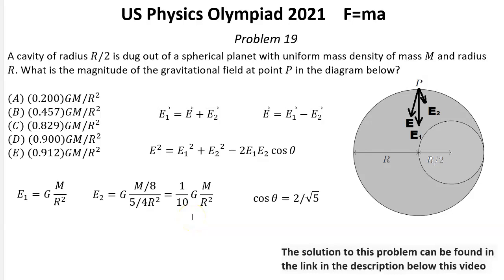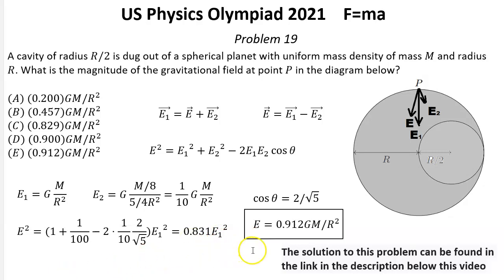And we have E2 equals 1 over 10 G m over r squared. And for the angle theta we have cosine theta equals 2 over square root of 5. Now we have E squared equal to this expression, which is 0.831 E1 squared, or finally we have the gravitational field equal to 0.912 G m over r squared. That's answer E, and that was the solution for problem number 19.